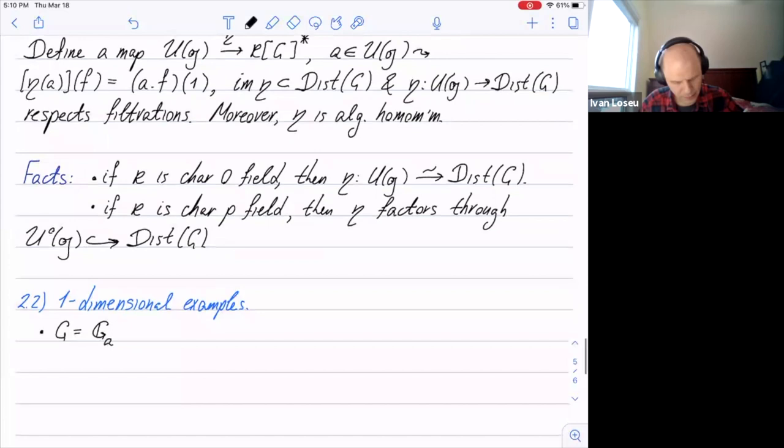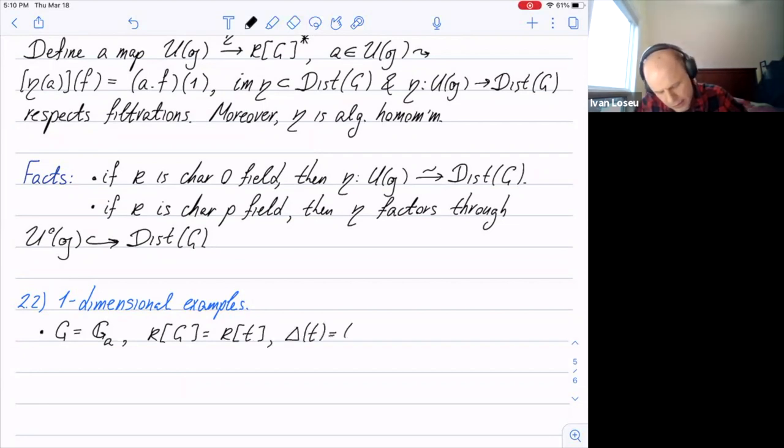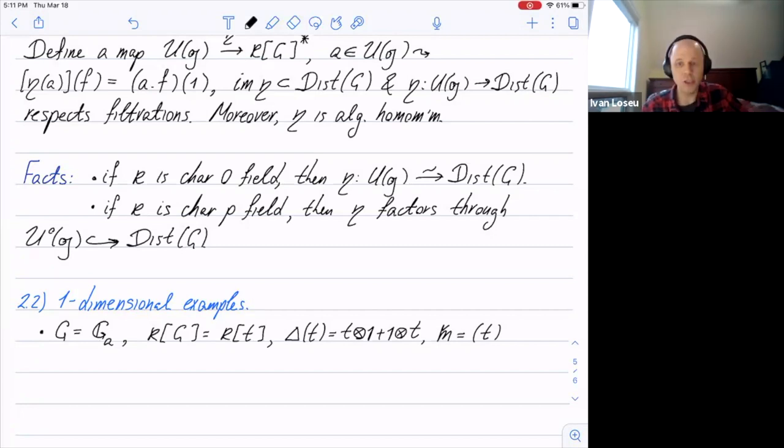What do we get? So the algebra of regular functions is polynomials in one variable, let me call it T. The coproduct sends the variable T to T times 1 plus 1 times T. Okay. And the ideal M is generated by this element T. We will just see that our distribution algebra is a free module whose basis is indexed by non-negative integers. And let me tell you who the basis element is.